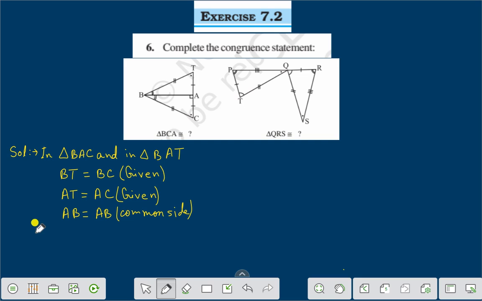Therefore, you can say that triangle BCA is congruent to triangle BTA by side congruence rule.